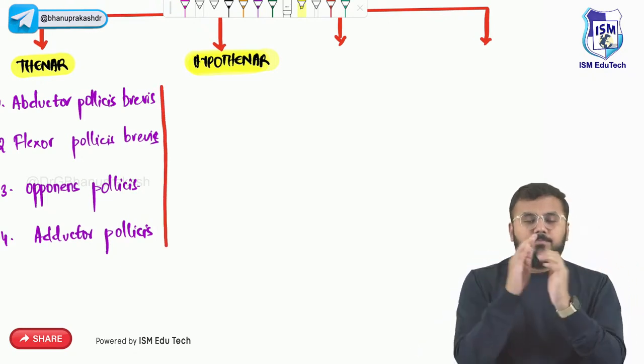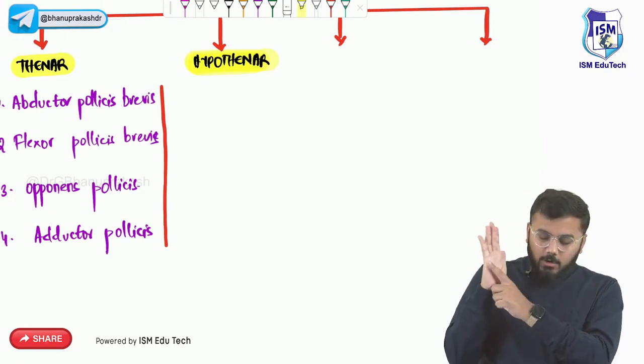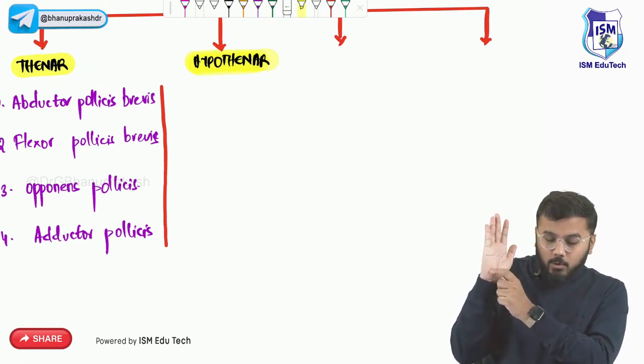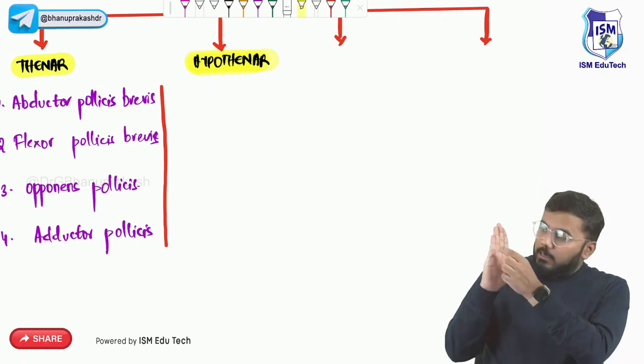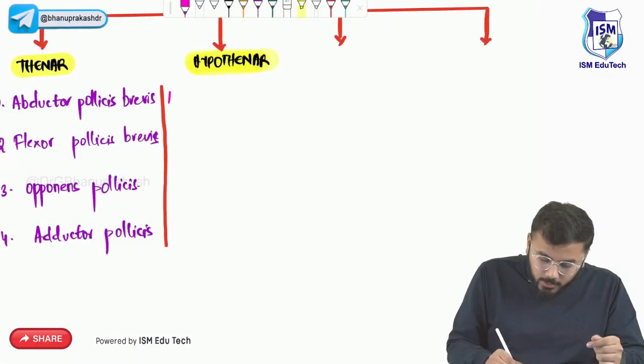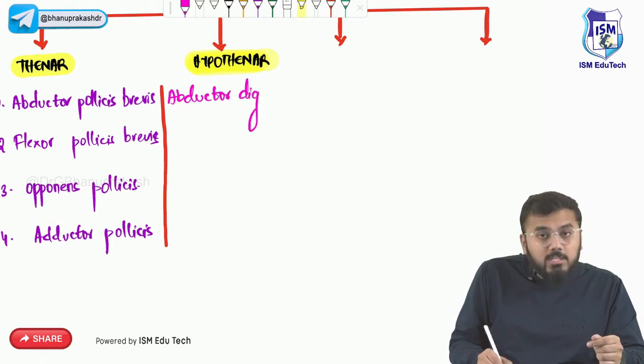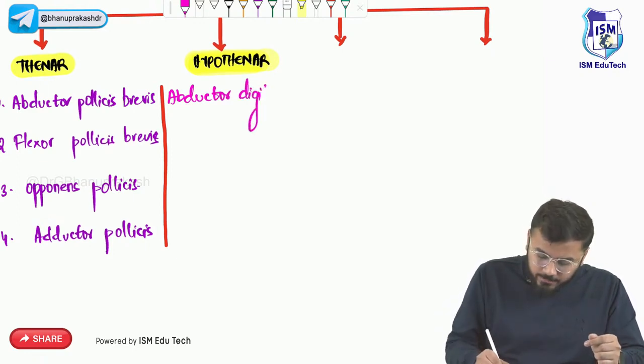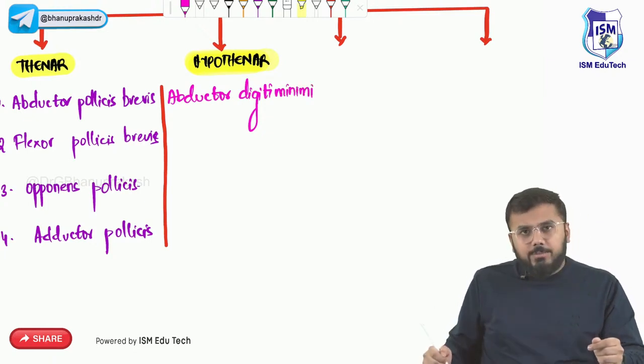Right, whatever it is. Coming to hypothenar muscles. Now, when I will be discussing hypothenar muscles, look here. Look at the little finger. Little finger in Latin is called digiti minimi. Now I am moving my little finger away from my body. So this is abduction of the little finger, so I call it abductor digiti minimi, not pollicis brevis. This is digiti minimi.